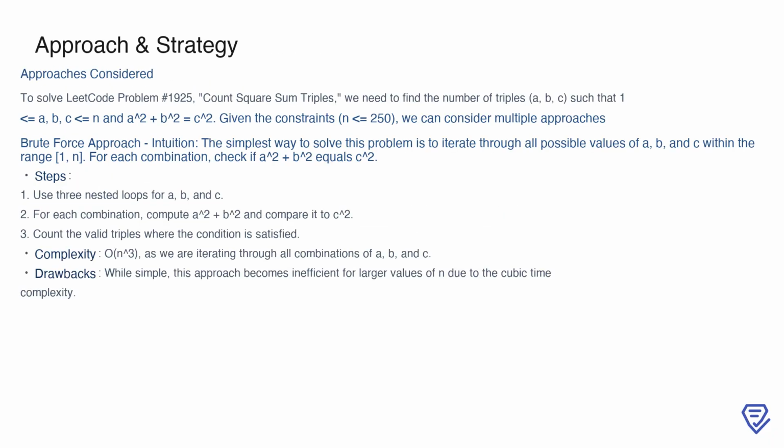To solve the problem of counting square triples, we start by understanding the core task, finding triples, a, b, and c, such that a² plus b² equals c², with all three values between 1 and n. The brute force approach is the most straightforward method. Here, we iterate through all possible combinations of a, b, and c within the range, 1 to n. For each combination, we calculate a² plus b² and check if it equals c². If the condition is satisfied, we count that triple.